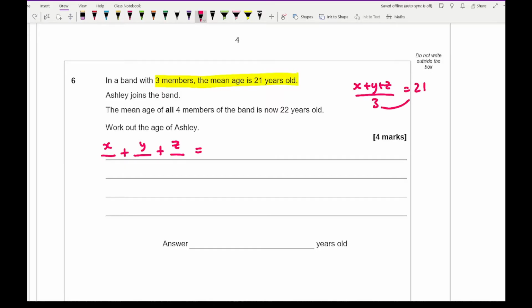So rearranging this, if I take the 3 over by multiplying by 3, that x, y and z added together is going to equal 63.